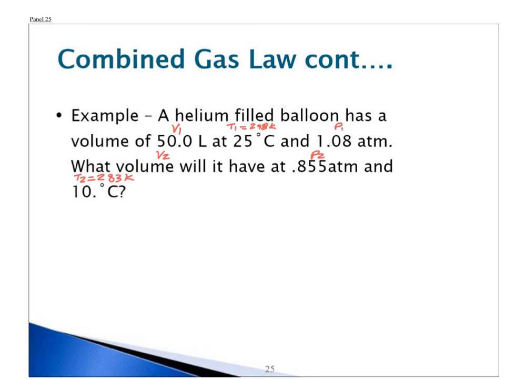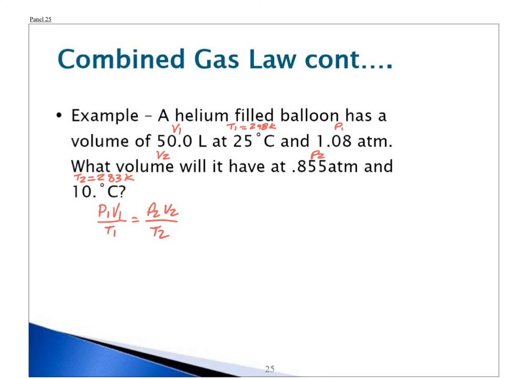So here's an example of a problem where nothing is being held constant. You see that the volume changes from 50 liters to some unknown volume. The temperature changes from 298 Kelvin to 283 Kelvin, and the pressure is changing from 1.08 atmospheres to 0.855 atmospheres. So we start with the same equation we always use, but this time we don't get to cancel anything out. The good news is that the approach is still the same.